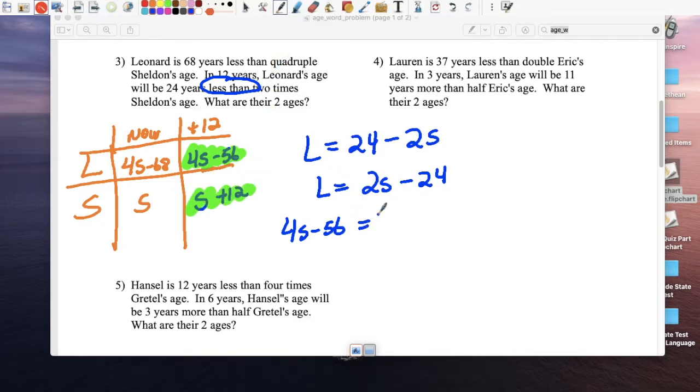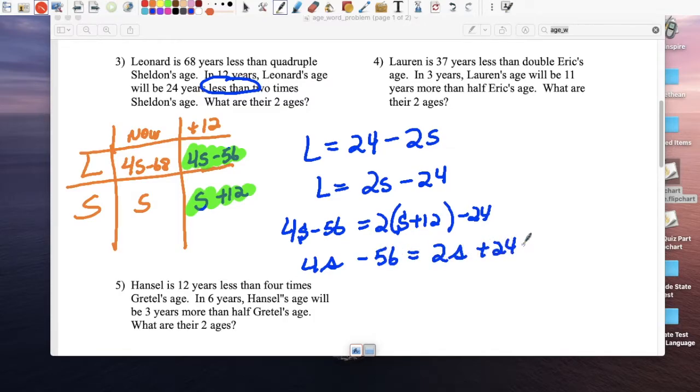And on the other side, we get 2 times Sheldon's age, so it would be S plus 12 minus 24. And again, I apologize. Maybe I should do that with my S so I don't get confused. For S, maybe if I write it like this, it's better. 4S minus 56 equals 2 times S plus 12 minus 24.